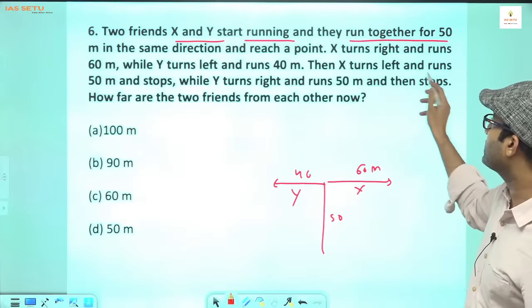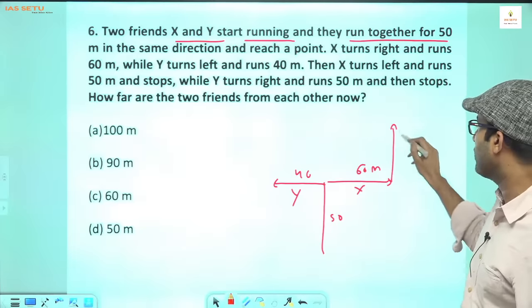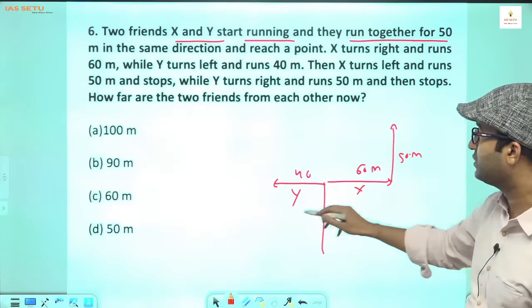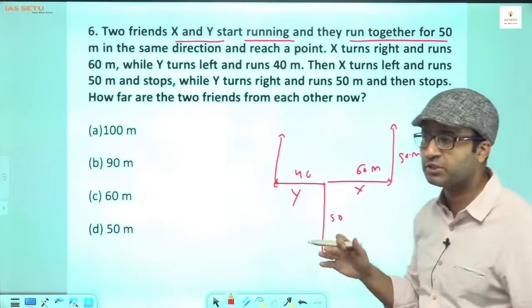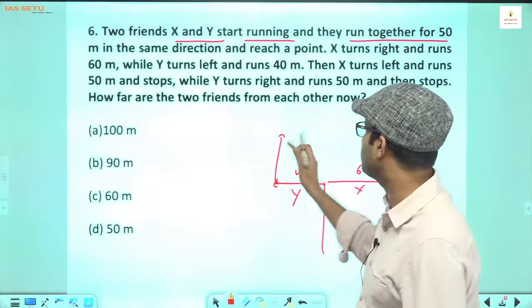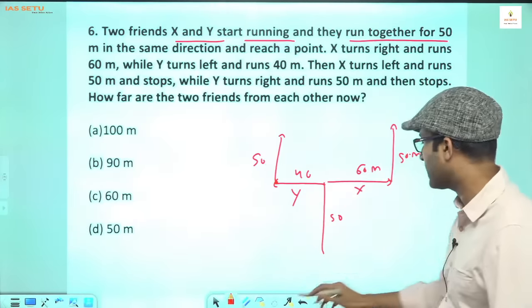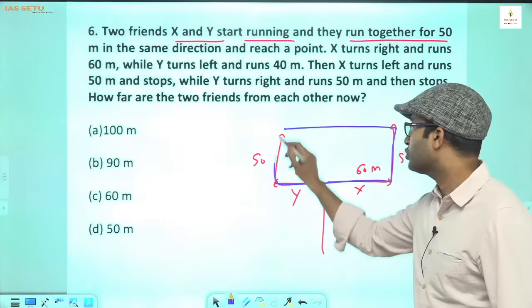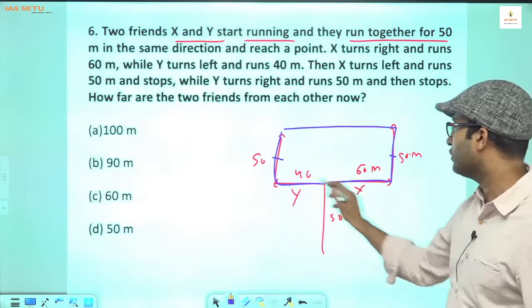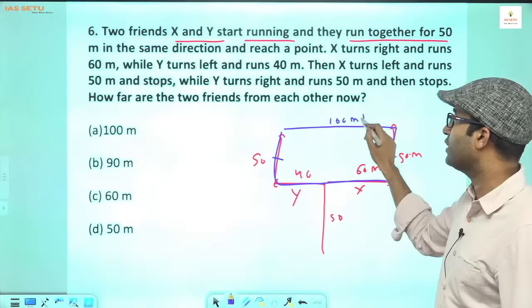X turns left and runs 50 meters. So X runs 50 meters in this direction. Y turns right, so in this direction you have to assume yourself as part of the question. This is your right, 50 meters, so it is the same, so you have to make a parallelogram or a rectangle here. What is important: 50 plus 50, this is 100, so this is also 100 meters.